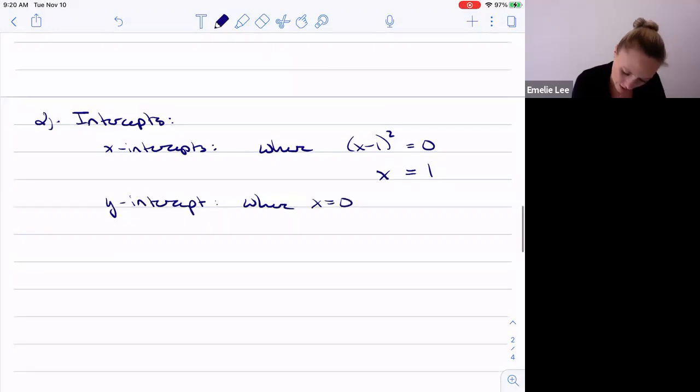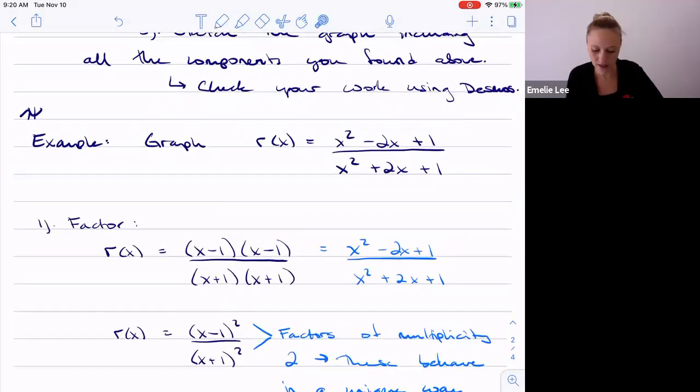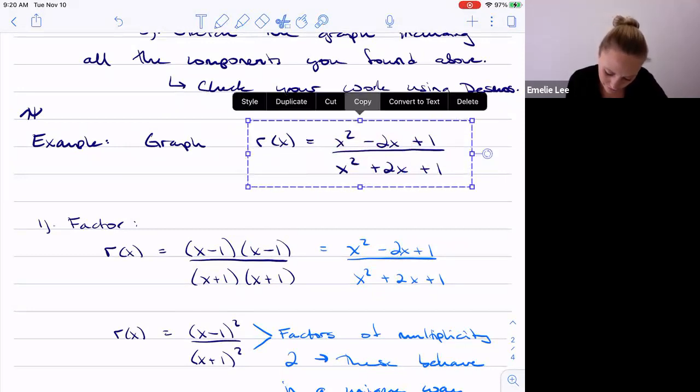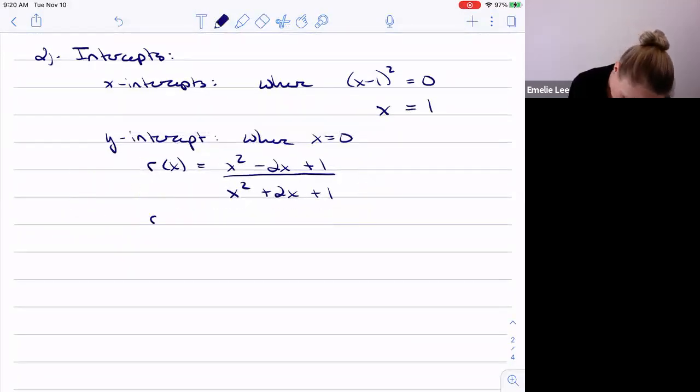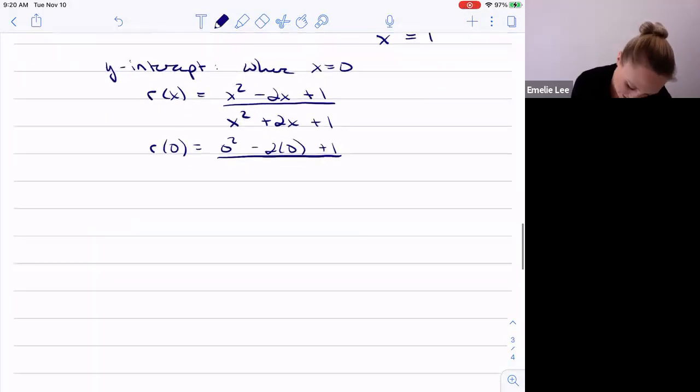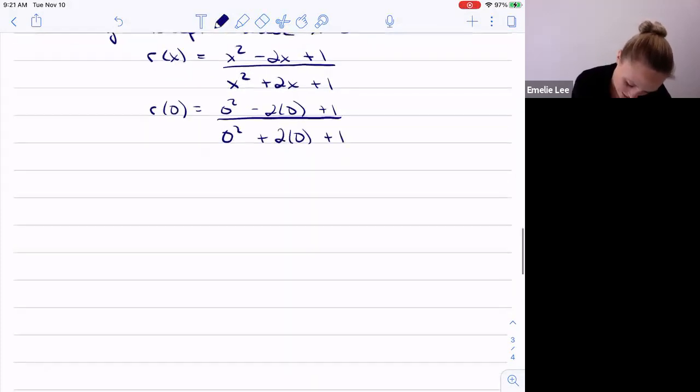It is where x equals 0. And what I like to do is put it into the original equation just so we can make sure that we're on the right track, right? Or you can put it into the factored equation if you're feeling really good about your factoring, but I like to put it into the original equation, which I'm just going to steal and bring down here. So r of 0 is 0 squared minus 2 times 0 plus 1. Notice that the math is really easy here. 0 squared plus 2 times 0 plus 1. So r of 0 is 1 over 1.